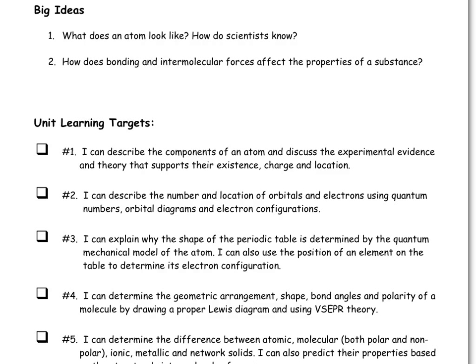In this lesson, we're going to continue our discussion on big idea number 2. So how does bonding and intermolecular forces affect the properties of a substance? And we're going to start working on learning target number 4. By the end of this lesson, you should be able to draw the proper Lewis diagram for any chemical that I give you.